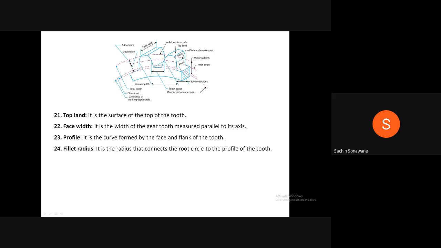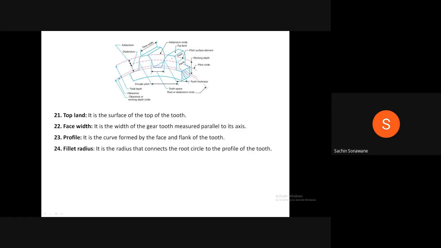Cycloidal profile is rarely used because in case of cycloidal profile there are two curves, epicycloid and hypocycloid. Therefore, we have to manufacture two curves to manufacture cycloidal gear tooth. Therefore, its manufacturing is difficult. And in case of involute, only one single curve is there. We have to manufacture only one single curve. Therefore, its manufacturing is easy. That's why 99% you will find involute profile on the gear tooth.